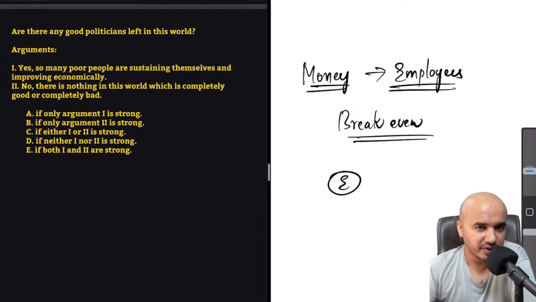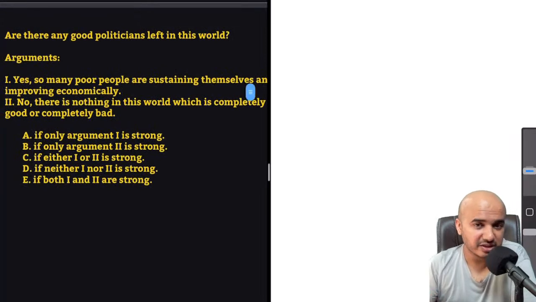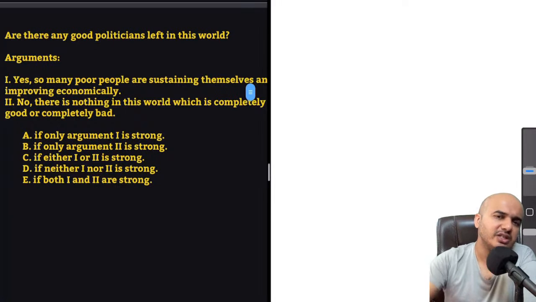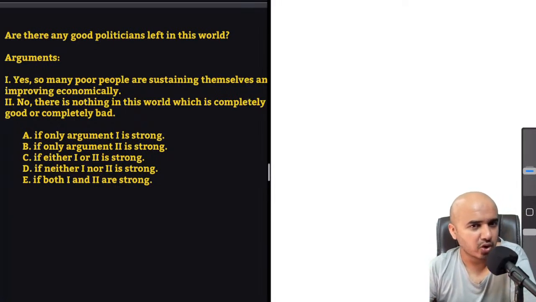Arguments being, yes, so many poor people are sustaining themselves and improving economically. No, how is this connected to politicians? So many poor people are sustaining themselves, or they're able to maintain on their own and improving economically. Just because poor people are able to manage on their own and they're improving economically, can we say it is because of the politicians?